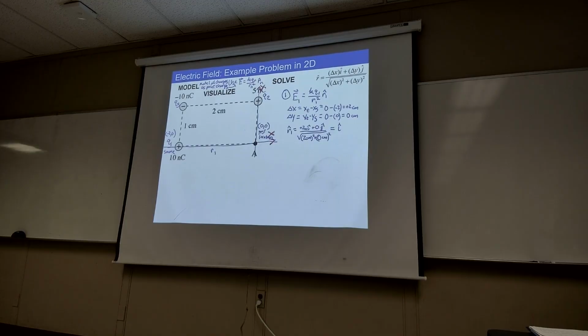Okay, we've got now everything we need, so let's put in some values. E1 here is going to be 9 times 10 to the 9th newton meters squared per coulomb squared, multiplied by Q1, which is 10 times 10 to the negative 9 coulombs. We're going to divide by the distance. What's the distance here? 0.02 meters, right? That's 2 centimeters. Then we put in our i hat right there. That's my R hat vector.